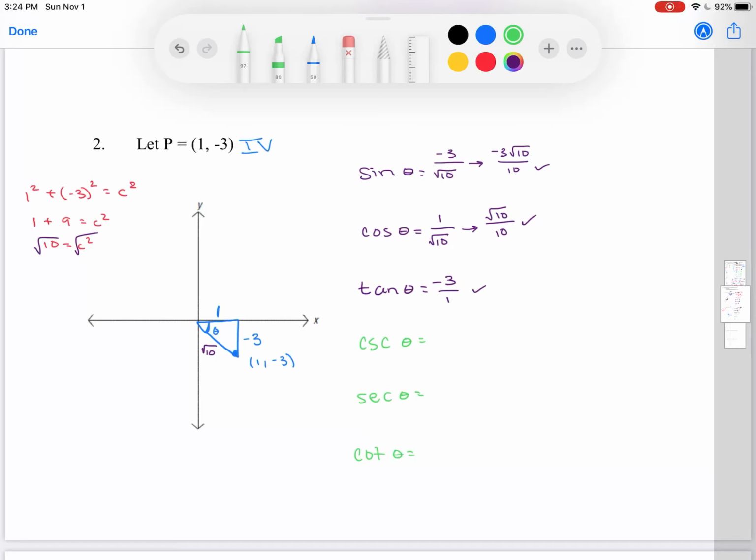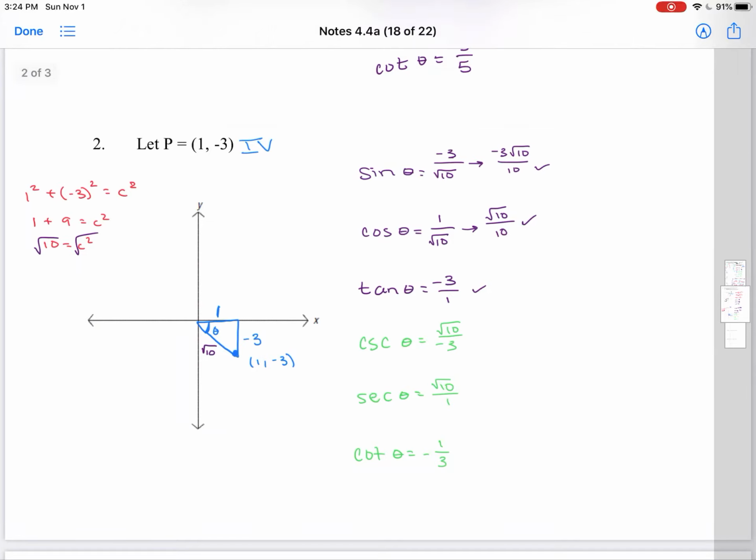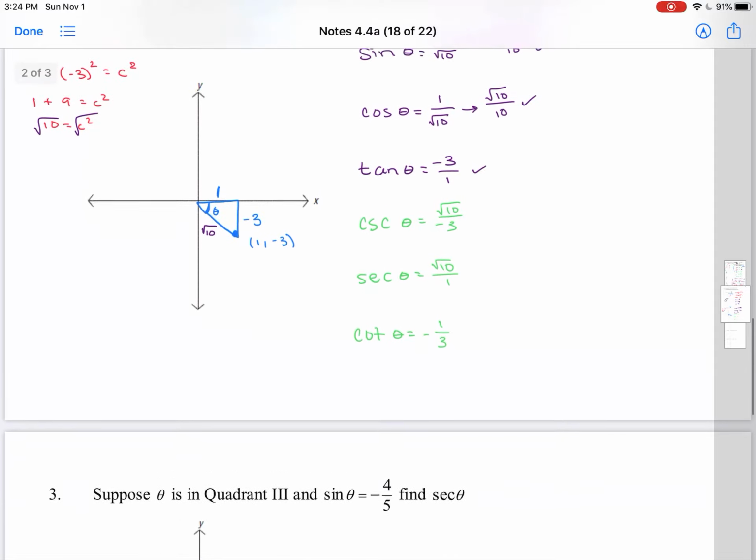I get cosecant theta next, as it pairs with my sine, followed by secant theta, followed again by cotangent theta. Cosecant theta, root 10 over -3. Secant theta, root 10 over 1. If you say just root 10, that will be fine as well. And cotangent is -1 over 3.